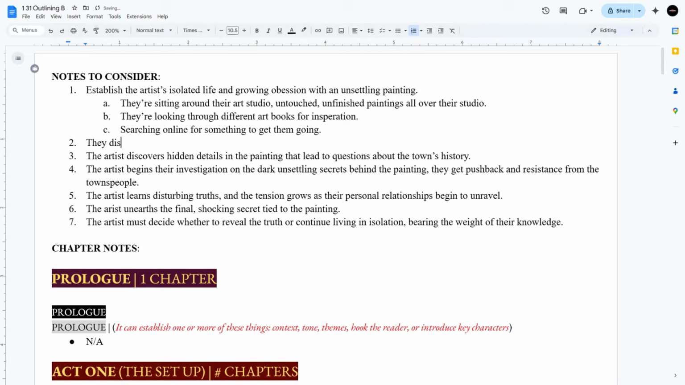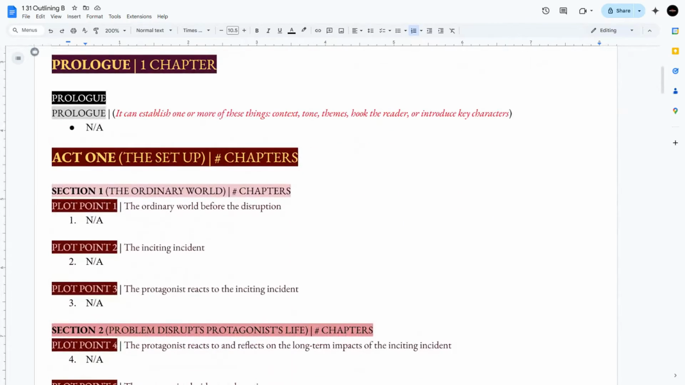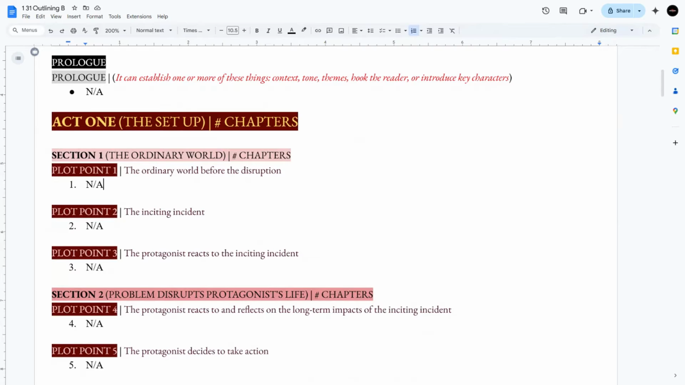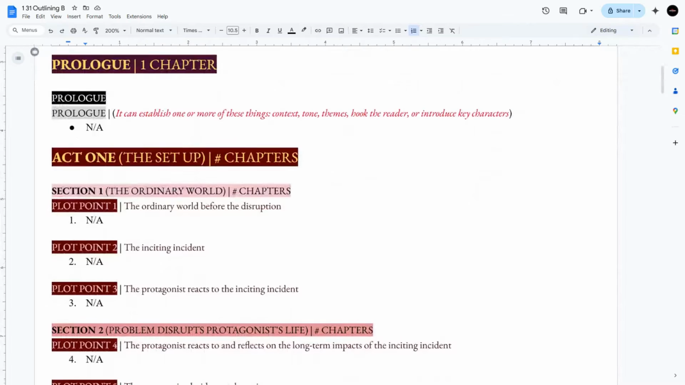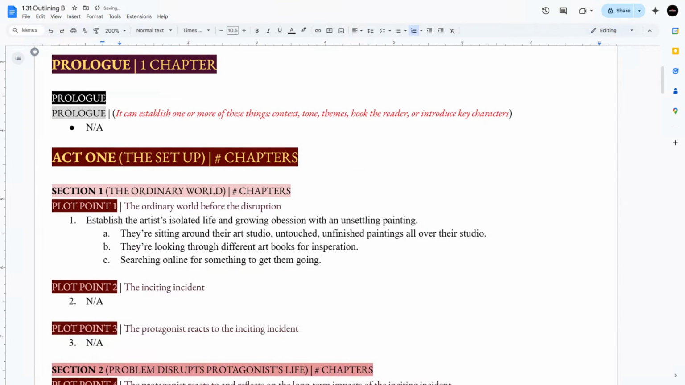So then they discover an old painting that really interests them. There you go. All right. So now, if I was going to do this, and I'm not going to do the whole thing, that's basically what I would do. This is the good thing about writing notes like that. You could just go like that.